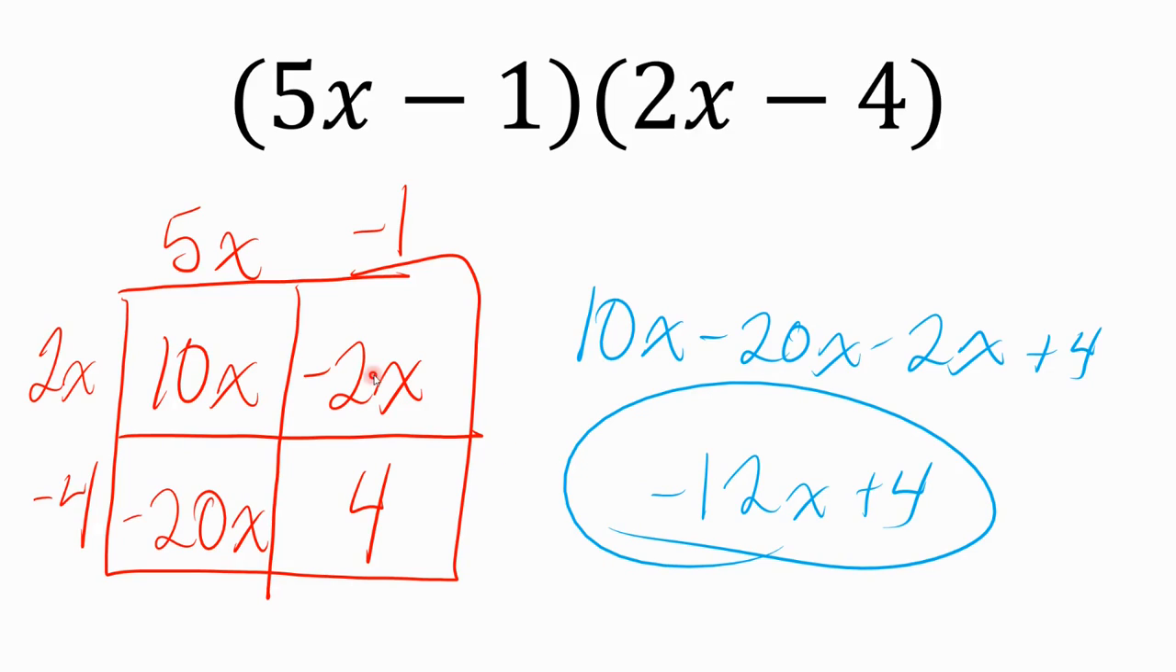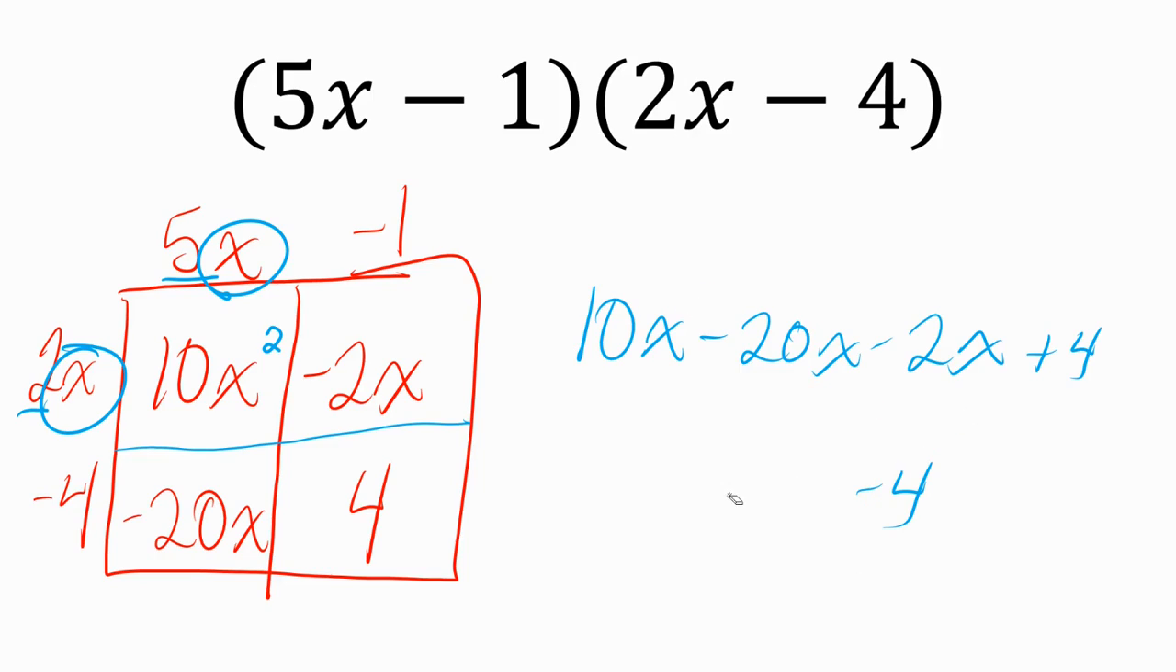The mistake here is with this very first box right here. This should not be 10x. You're really close because 2 times 5 is 10, but we also have to do x times x. What is x times x? That gives us x squared. So this should be a little squared here. I didn't mean to erase that line.